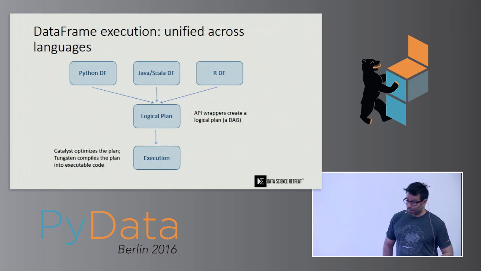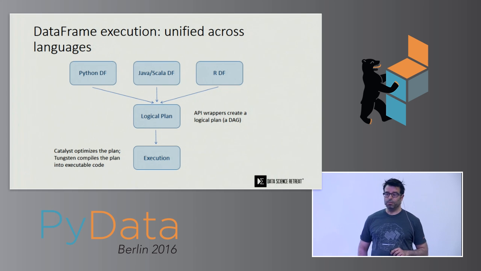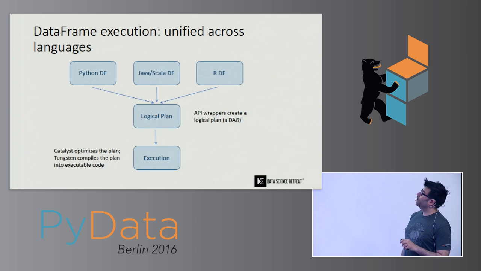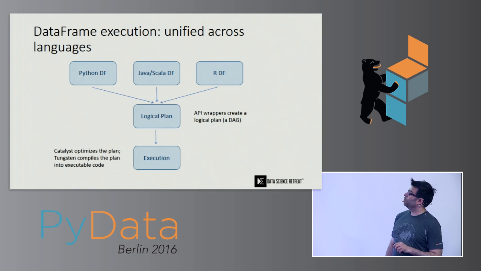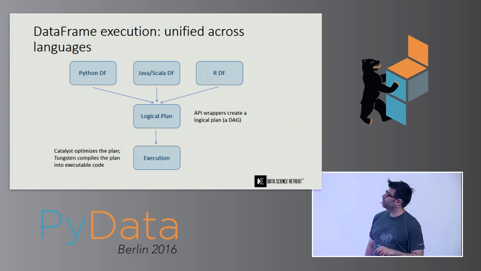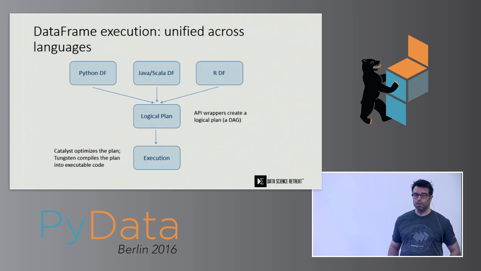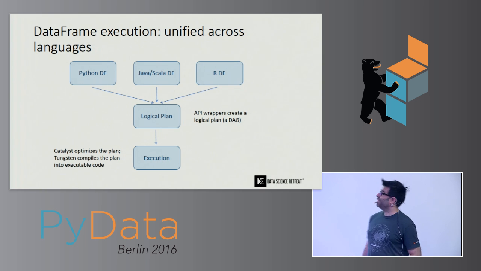So the interesting thing is that the way things are going, being on Python is actually pretty convenient, because you're accessing data frames the same way that any other language will access data frames. They all translate everything to a logical plan, and then there's this thing called Catalyst that produces an execution model. So performance is about as good.